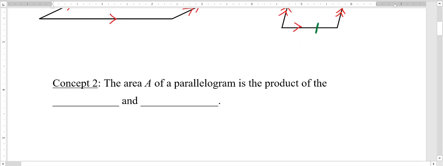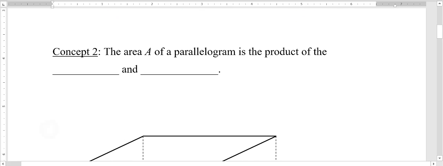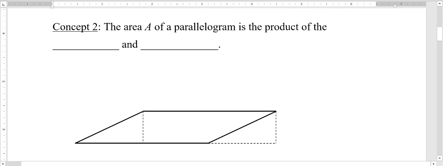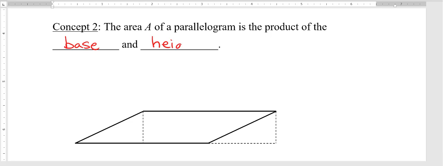All right, concept number 2. The area of a parallelogram is the product of the base and height. Base and height. Okay, if you remember the other day on a rectangle, I told you I like to label it as the base and the height. And we said the area of a rectangle was base times height.